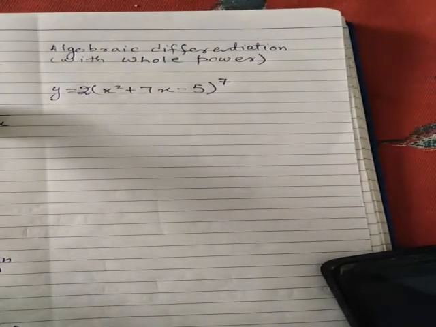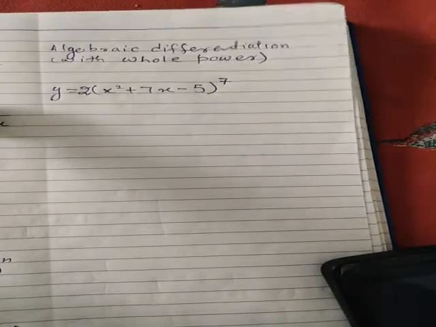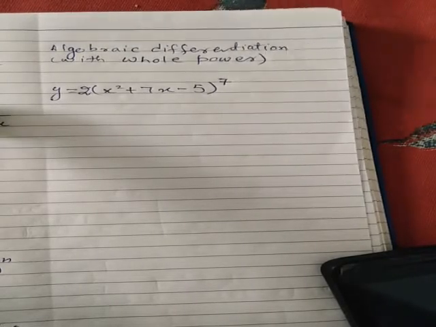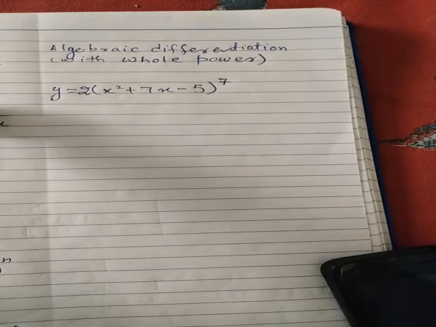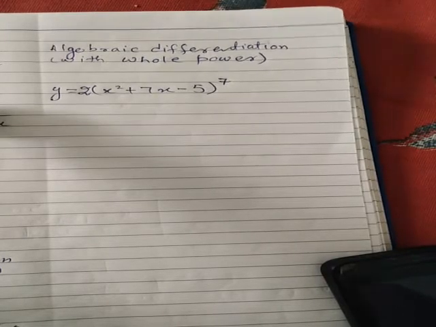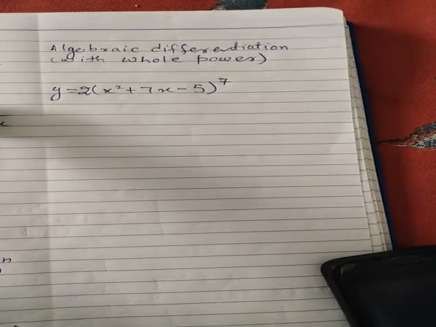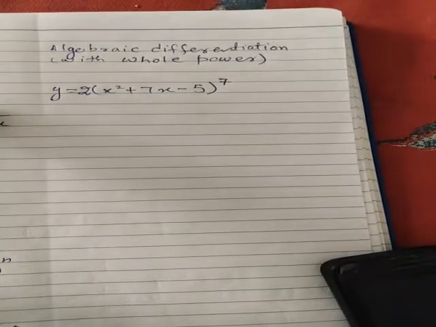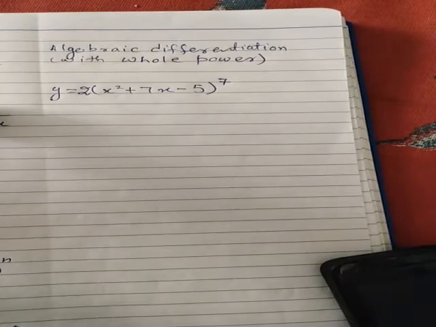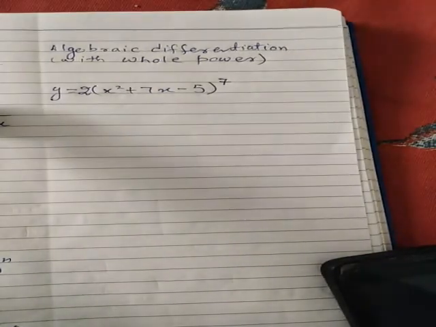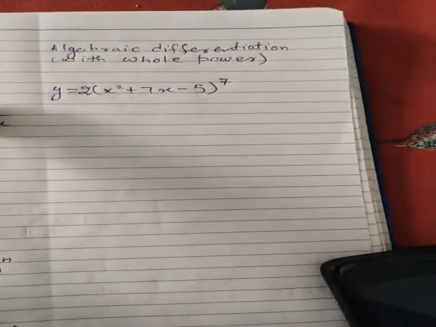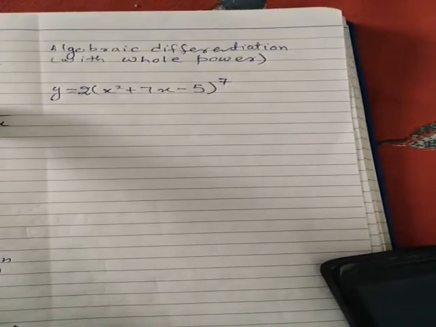Step number 2. After that, you will differentiate whatever is written inside the bracket. After differentiating it, you will multiply your first step answer with your second step answer, and that will be your whole differentiation of the whole power. Okay, so I'm going to solve it over here.